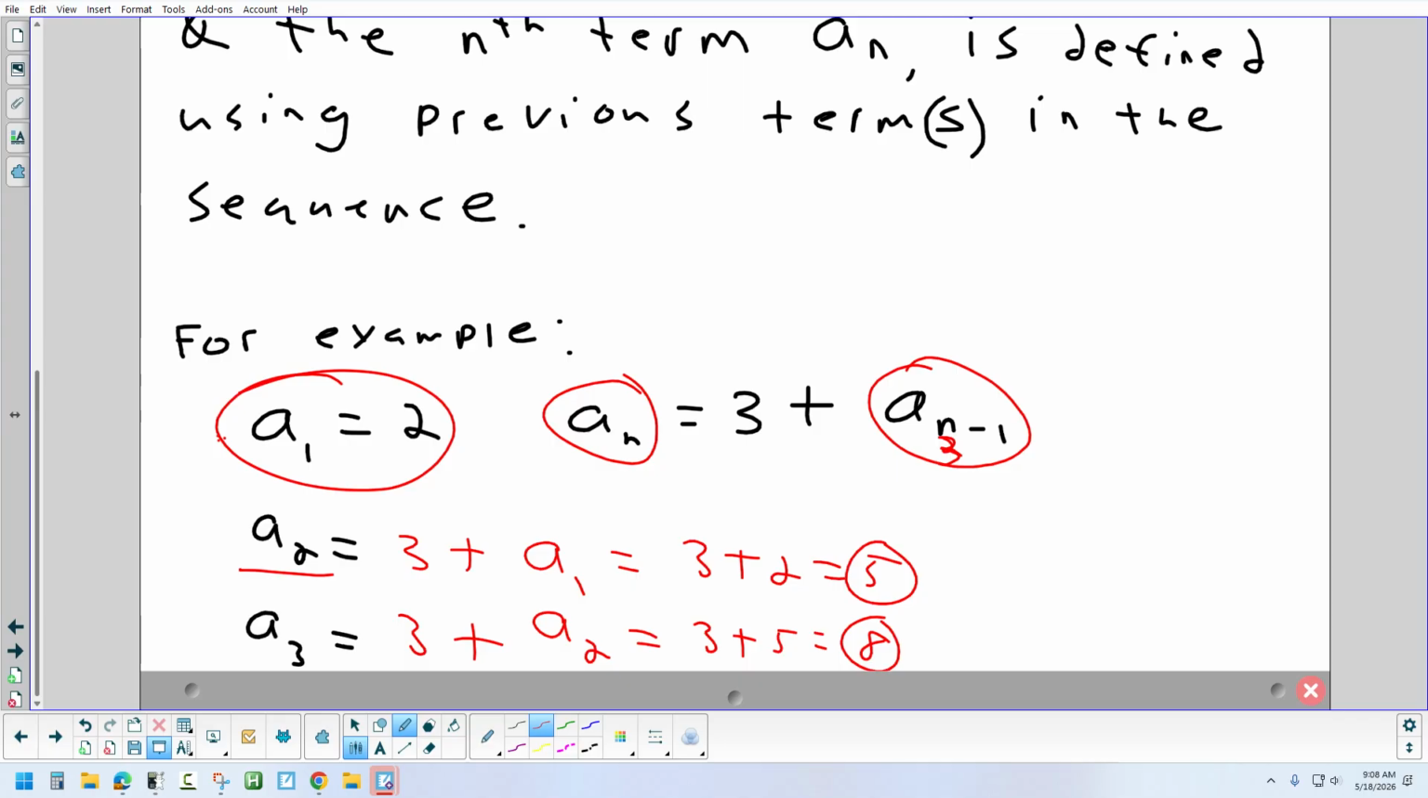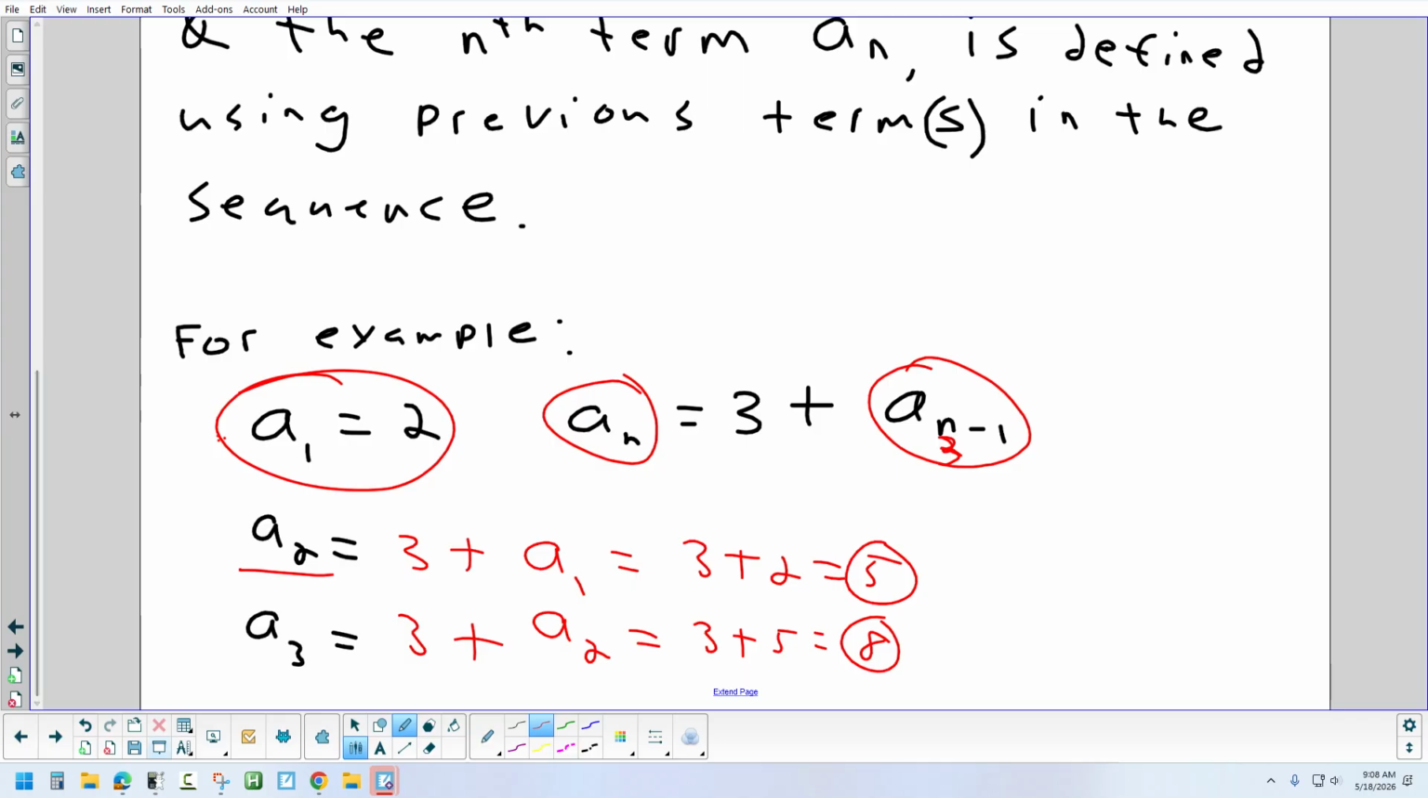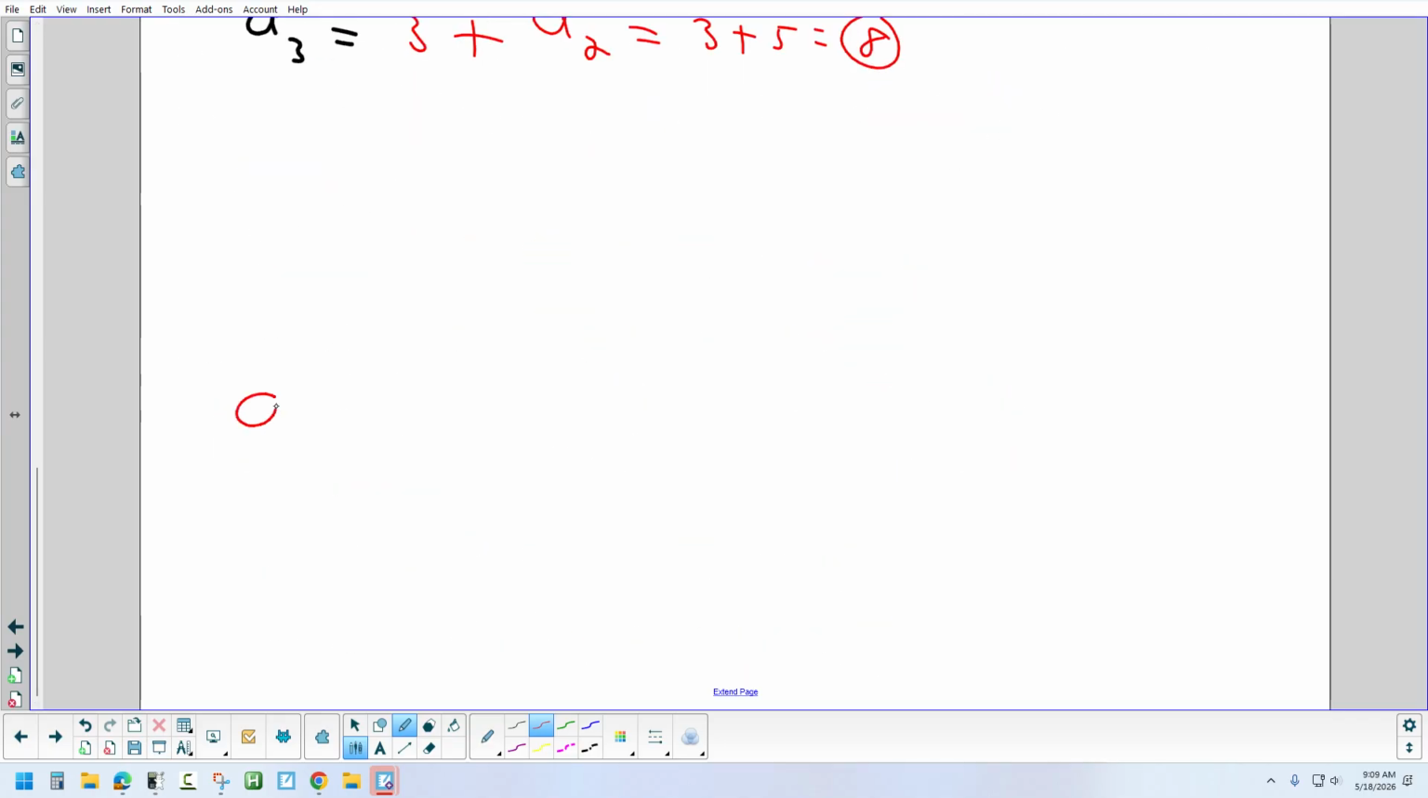Any question on that? And recursive sequences or formulas can get much more complicated than that. I could give you one like a sub n equals 2 times a sub n minus 2 plus 5 a sub n minus 1.